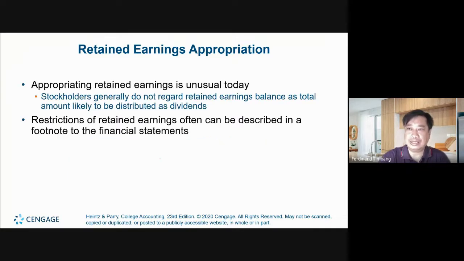So appropriating retained earnings is unusual today. So stockholders generally do not regard retained earnings balance as total amount likely to be distributed as dividends. Then restriction of retained earnings often can be described in a footnote to the financial statements. So sinasabi lang nila na hindi na masyadong na-apply yung appropriation of retained earnings. But it can be done to the footnote, or to the notes to the financial statements.